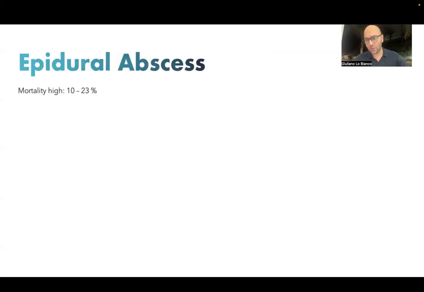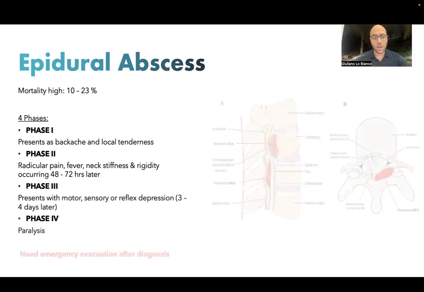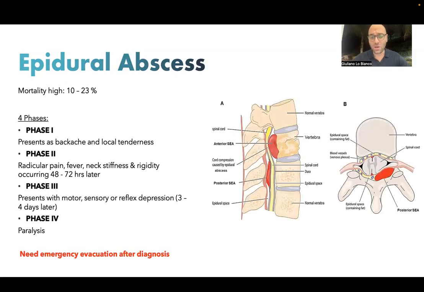So one of the most feared complications is the epidural abscess, with a quite high mortality, from 10 to 23%. We have 4 phases. Phase 1 is backache and local tenderness. In phase 2, we can have radicular pain, fever, neck stiffness, and rigidity, occurring 48 to 72 hours later. This is basically when we have to plan something regarding treating the epidural abscess, such as a CT scan, because we know that an epidural abscess needs emergency evacuation after the diagnosis. Phase 3 is motor, sensory, and reflex depression, and phase 4 is paralysis.